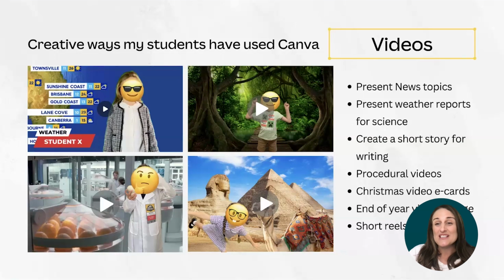So as an example of some of the activities that I've done with my students, we would use a green screen and students would film themselves. They would upload the video onto Canva. They would remove the background and then they'd superimpose a video background from the Canva library, making them look like they were actually at those locations.